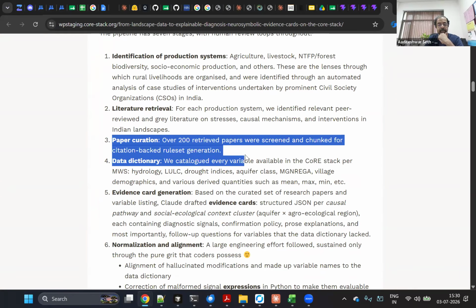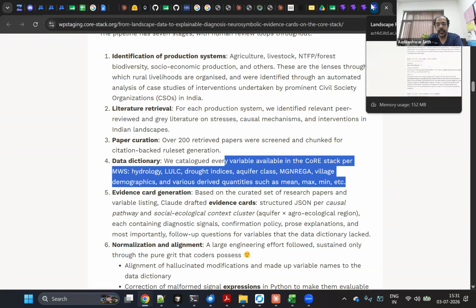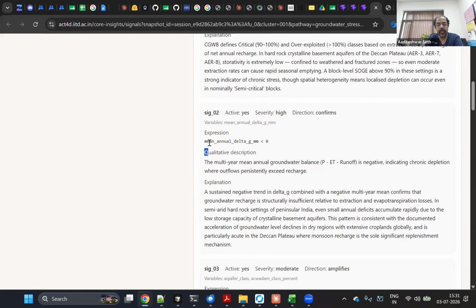Let's say we start from here. We used regular web searches, in an automated way, to search for research papers from India. Then we chunked and extracted text from these research papers. And then we asked Claude to use these research papers and all the different variables in the core stack, of LULC and so on, to suggest what expressions are relevant.